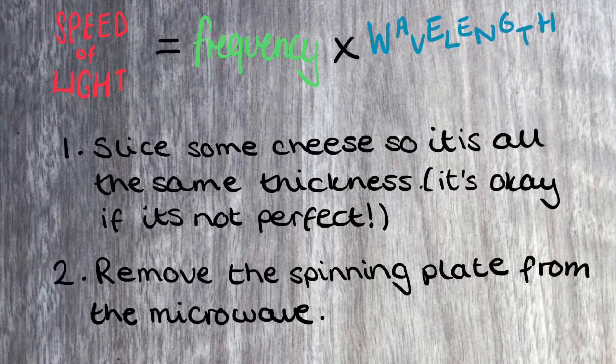Then we need to prep our microwave. You need to remove the spinning plate from the microwave because you don't want your plate of cheese to be able to spin around, because we want to measure a standing wave straight across the microwave. In order to do this, you might need to put another plate on top, upside down, to stop the spinny thing spinning your other plate of cheese.